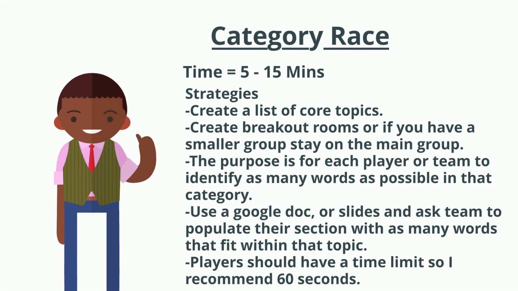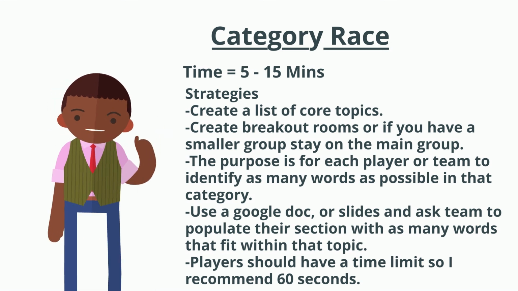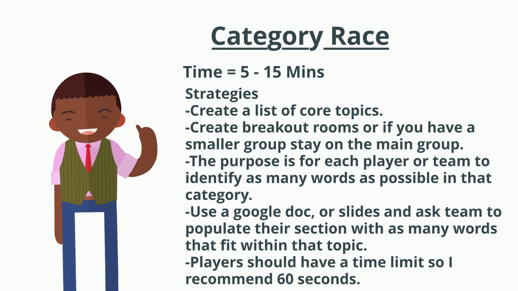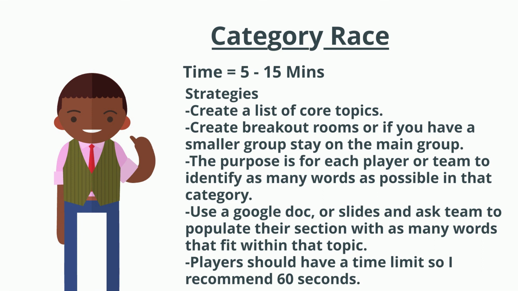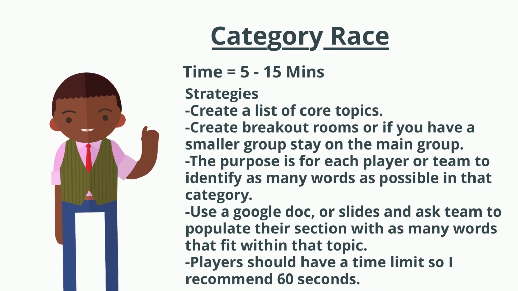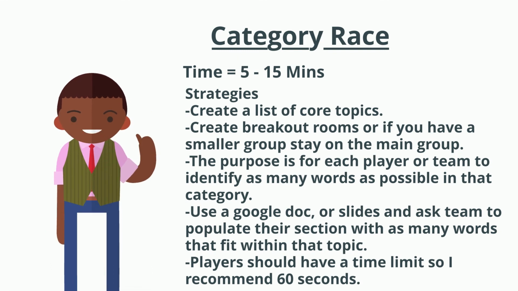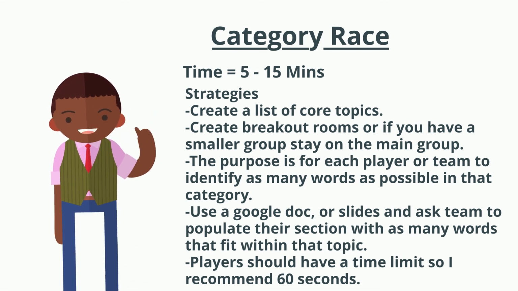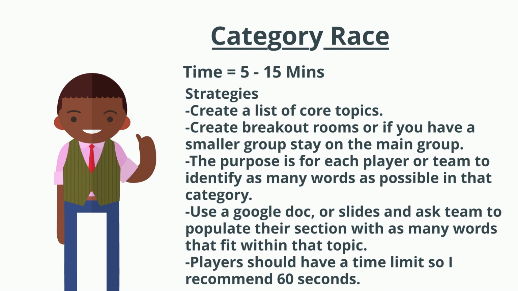You want to make sure that you create a list of core topics. Create breakout rooms, or if you have a smaller group, stay on the main group. The purpose is for each player or team to identify as many words as possible in that category. For example, Disneyland, you want to use words such as Minnie Mouse or Mickey Mouse, stuff like that. You want to find as many words as possible within that particular category. You use a Google Doc or slides and ask teams to populate their section with as many words that fit within that topic. Players should have a time limit, so I strongly recommend 60 seconds. If you want to go a little bit more, maybe 90 seconds or 2 minutes, etc.